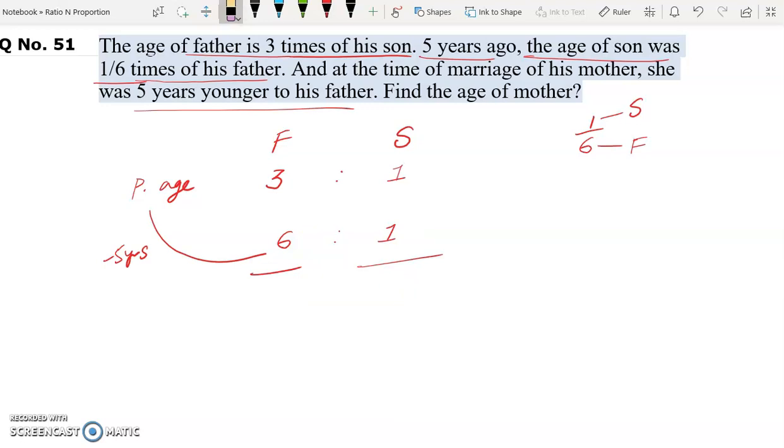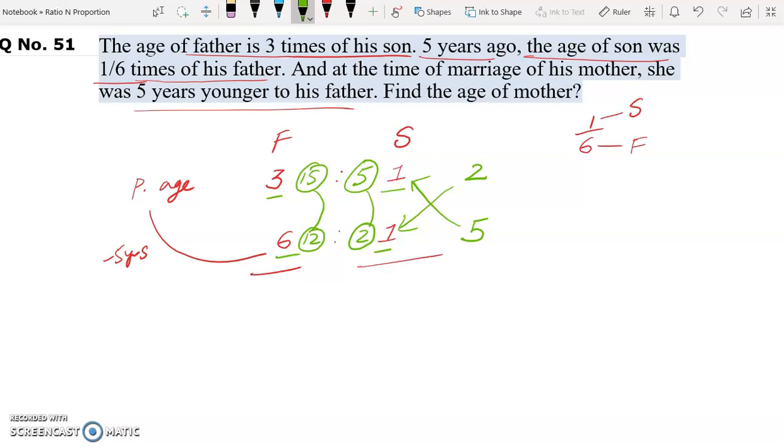So what we will do, we know the method. We will take the difference of these two. 3 minus 1 is equal to 2. 6 minus 1 is equal to 5. So now we will cross multiply this. 5 into 1 will give us 5. 5 into 3 will give us 15. 2 into 1 will give us 2. 2 into 6 will give us 12. Now if we take the difference of these two, 15 minus 12 is 3 units and 5 minus 2 is 3 units. So both are same.